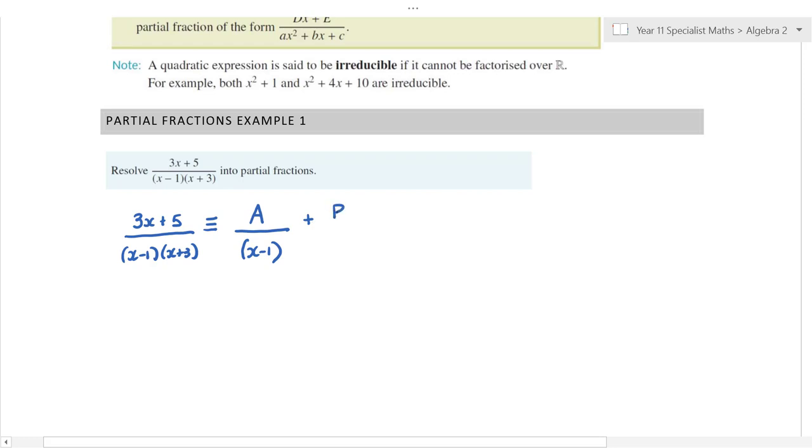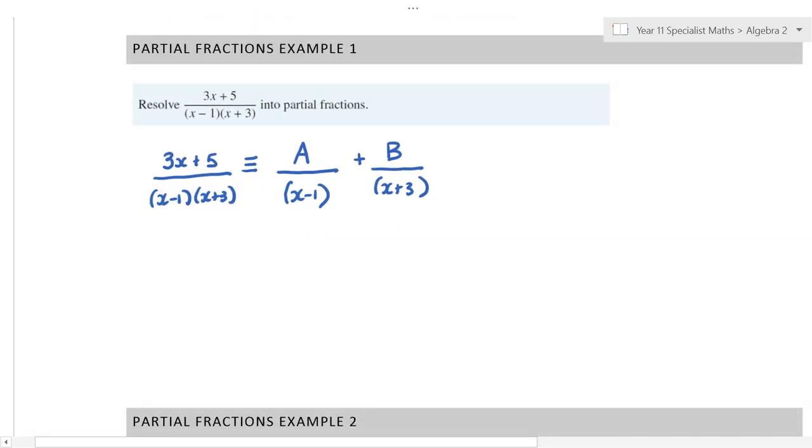And then we're going to add B, which is big B, over x plus 3. Now, I guess what we can say is that if we can find what big A and big B are, this fraction can be expressed as 2 separate fractions, of which in Year 12 Specialist, we need to do that in order to do things such as integration, which is basically the opposite of differentiation, anti-differentiation. And I guess you guys are going to learn that this year in both Methods and Specialist. Later on in the year in Methods for sure.